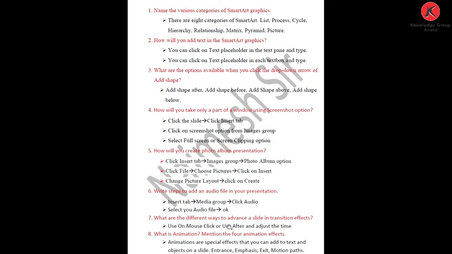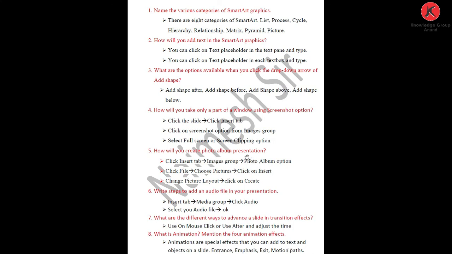What are the different ways to advance the slides in transition effects? For this we have two options: use on mouse click or use after and adjust the time. What is animation? Mention the 4 animation effects. Animations are special effects that you can add to the text and objects on a slide. There are 4 animation effects: entrance, emphasize, exit, and motion paths.